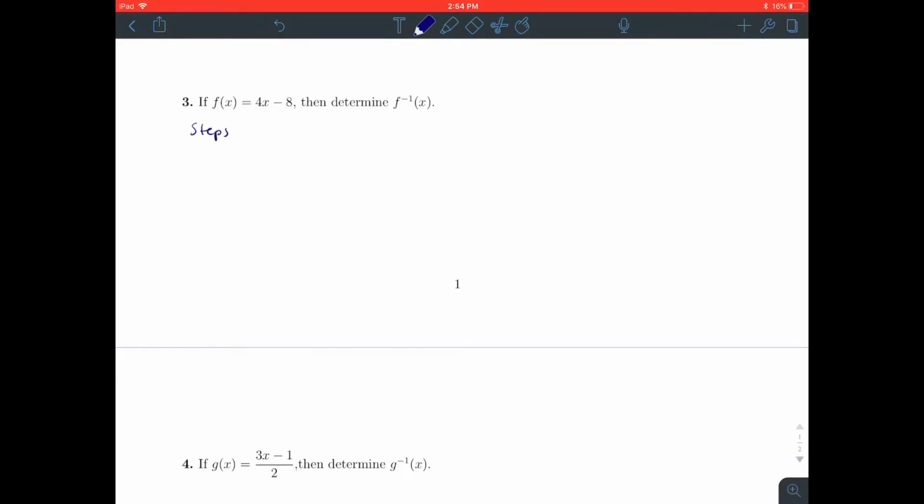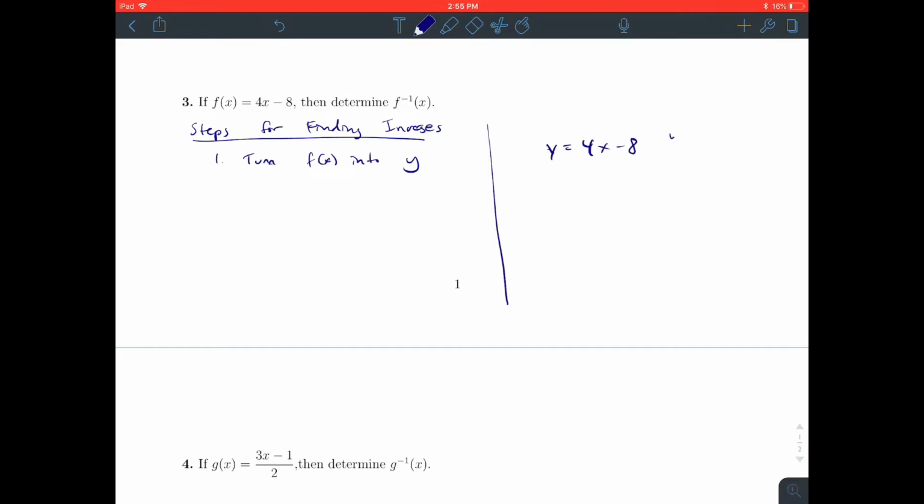So we had some steps for finding inverses. Step 1, turn f of x into y. So our equation becomes y equals 4x minus 8. This is still the same function that we started with. It's just y instead of f of x.